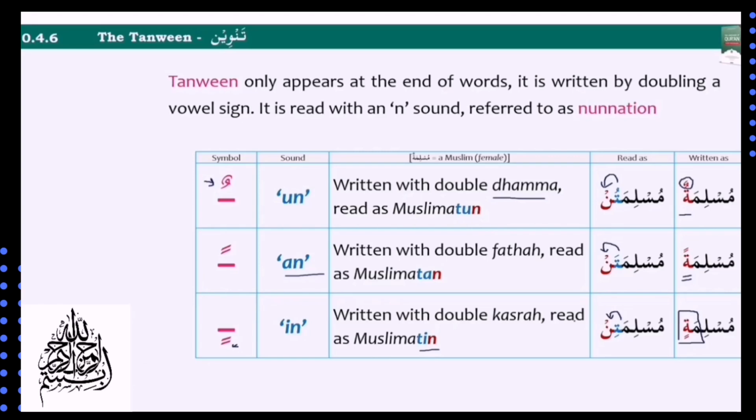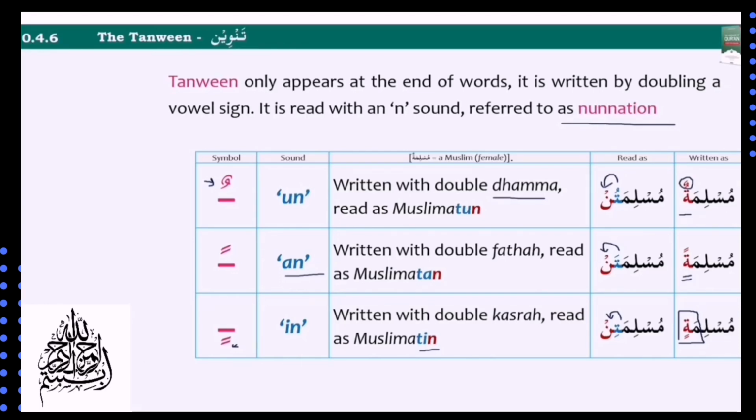Very, very important symbol. We're going to come across it again and again in our studies. So again, from your Quran reading, you'll be familiar with the tanween. Very important. We have short vowels, we have long vowels, we have tanween, which produces un, an, in sounds.